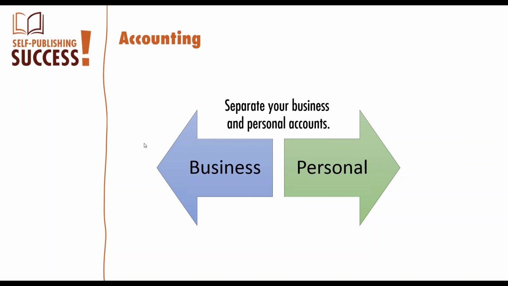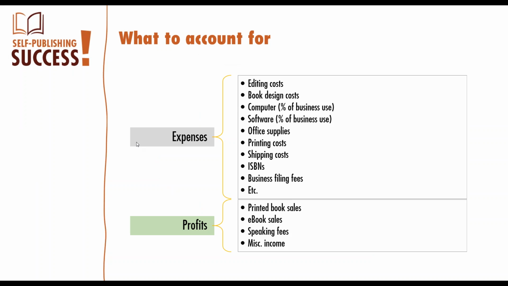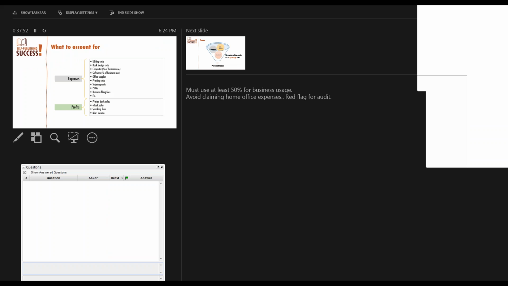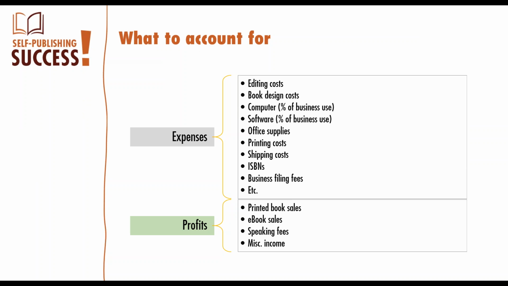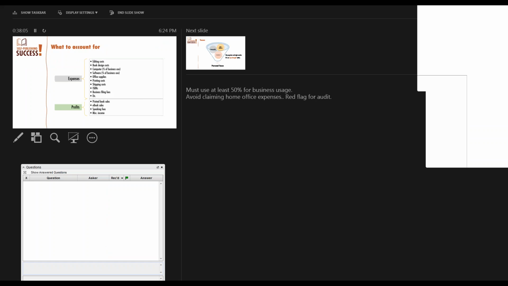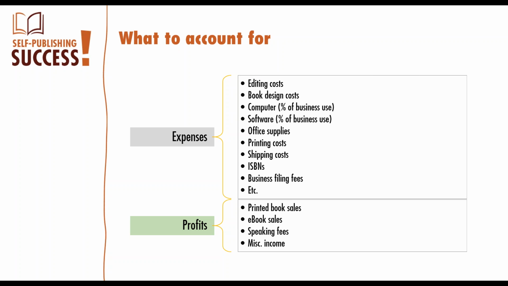So that's separating it, but what do you account for? You're going to want to keep track of all the expenses you come up with when you're publishing your book. So any services you might order, such as editing, book design, any office supplies or printing costs, the cost of this class, all those things you can count up as expenses. If you had to buy, say, a new version of Microsoft Word or a new laptop, and you're using that more than 50% of the time for your business, for writing your book or publishing your book, you can write off that percentage as in your expenses.